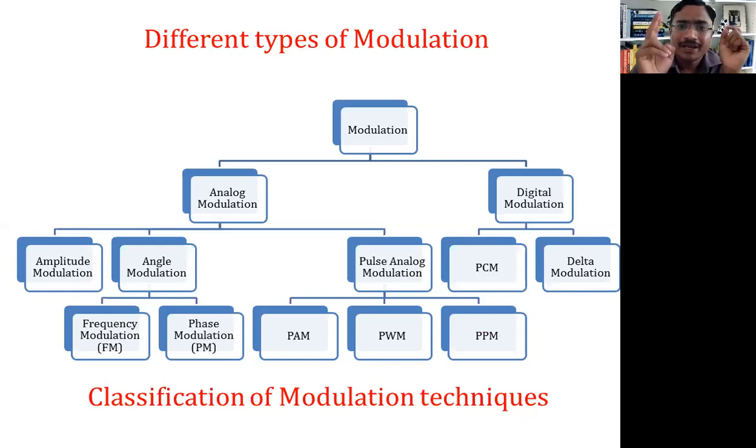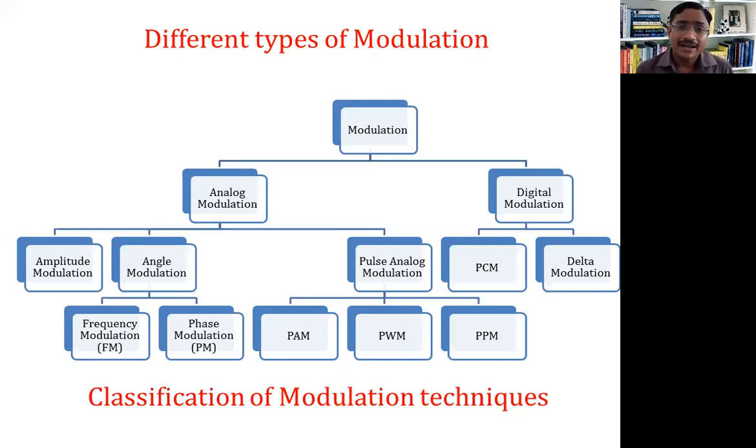So analog modulation has 3 types, depending on whether you have a continuous wave or pulses. First is amplitude modulation, depending on the variation in the amplitude of the carrier signal; angle modulation, due to the change in the angle of the carrier signal; and pulse analog modulation, due to the pulses in the continuous wave of a carrier signal.